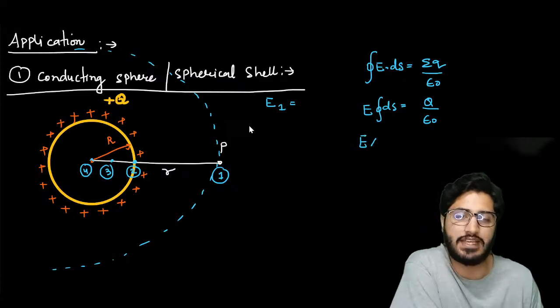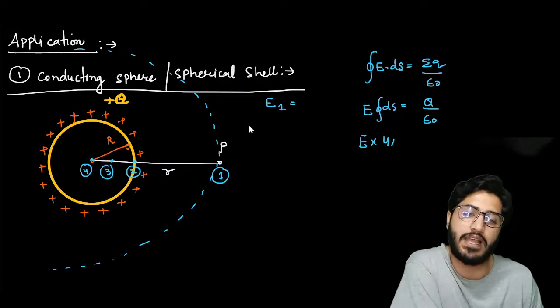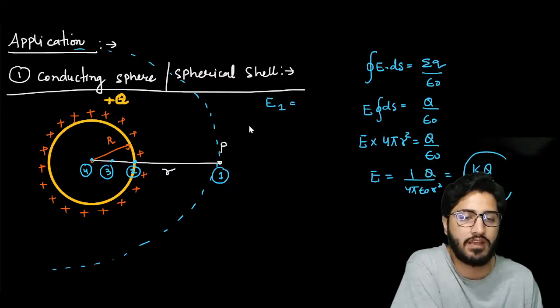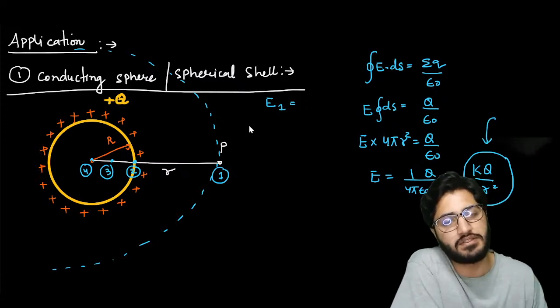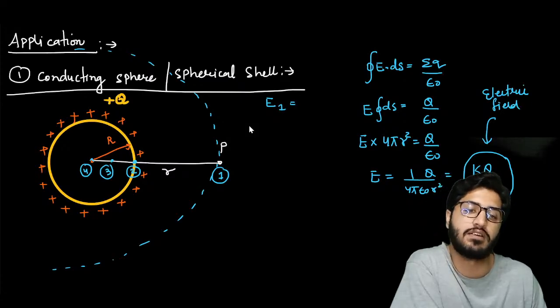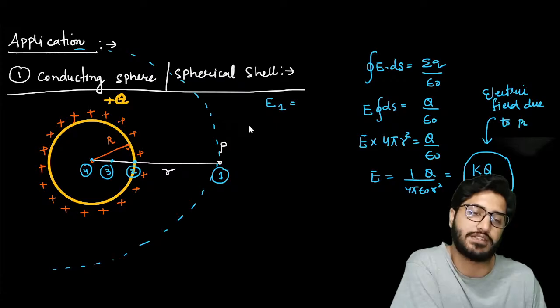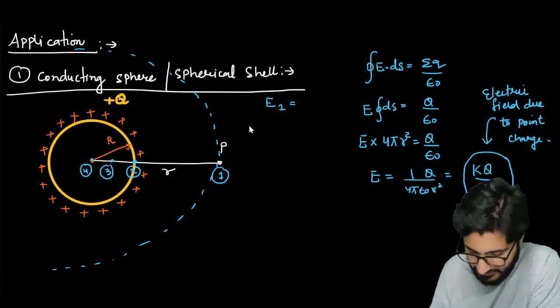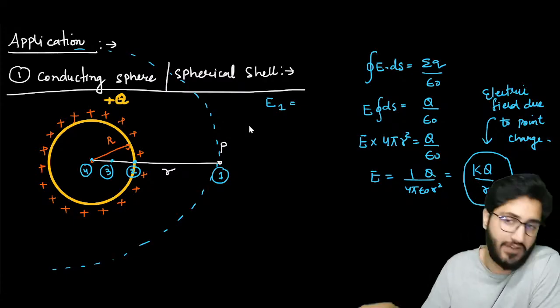What is the area of the sphere? 4 pi r square equals q divided by epsilon naught. So E will be equal to 1 over 4 pi epsilon naught r square into q. So can I write it as kq divided by r square? If you remember, this is the electric field due to a point charge also. So this sphere will behave like a point charge.